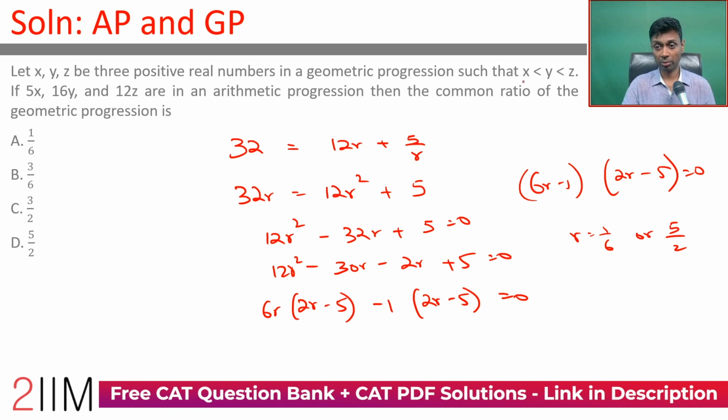Now this comes into the picture finally. X less than y less than z. So it's an increasing GP. So the terms become larger and larger. That means the common ratio should be greater than 1 because we're dealing with positive real numbers. A positive real number multiplied by a number greater than 1 will become bigger. If it is multiplied by a number less than 1, it will become smaller. Right? So x less than y less than z, that tells that the common ratio is not 1 by 6 but 5 by 2.